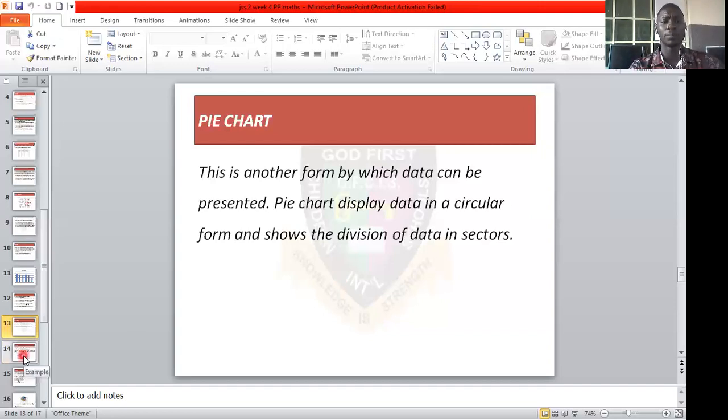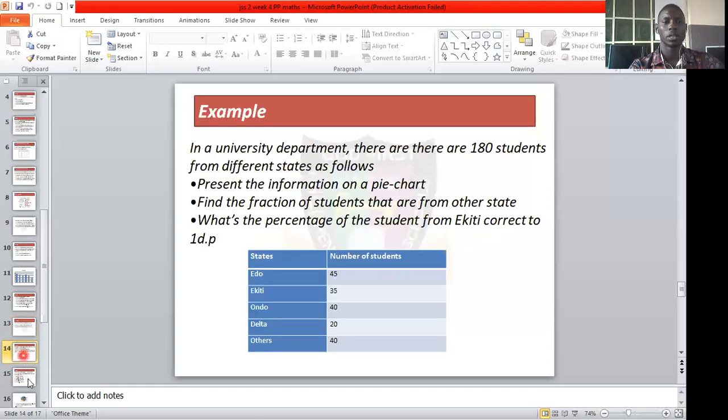So I'll explain through this example pie chart. Look at this now. Example: in a university department, there are 180 students from different states as follows. The total number of students is 180. Students from Edo is 45, from Ekiti is 35, from Ondo is 40, from Delta is 20, and from other states is 40.